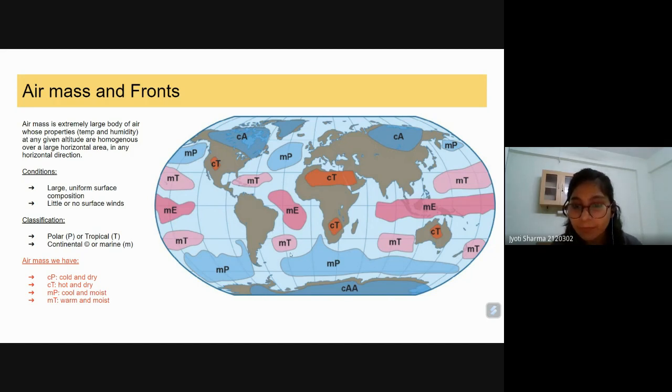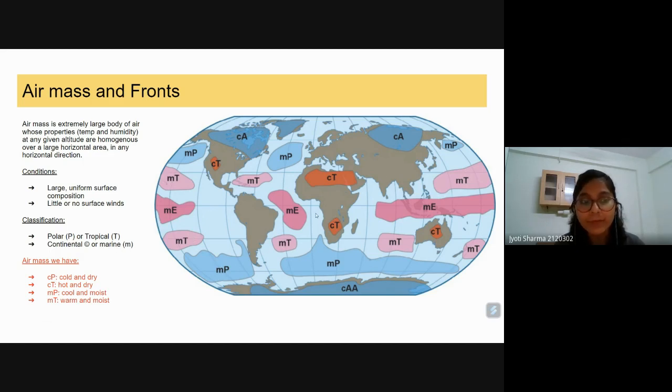For example, in this ocean, we can see this is the air mass. This air has some characteristics of the ocean, and it will be present above the ocean for a longer time. So we can classify air masses into polar or tropical. If this air mass is present in the tropical region, then we will call it tropical. And if these air masses are present in the polar region, then we will call it polar, P. Again, it can be divided into continental or marine. If the air mass is present over the continental land mass, then it will be continental. If it is present in the marine area, then we will call it M.